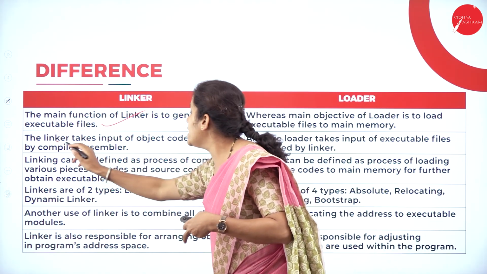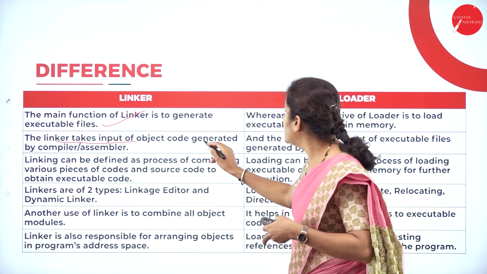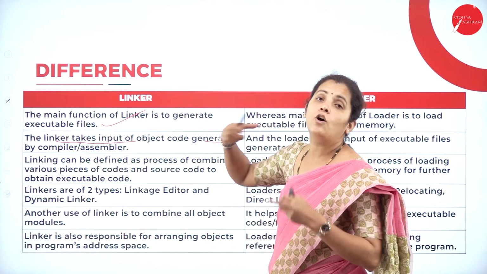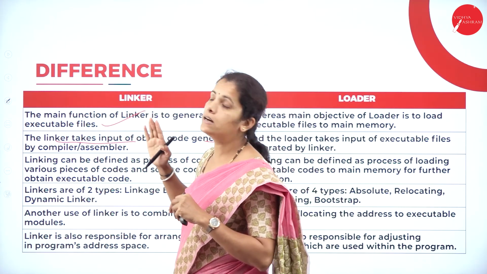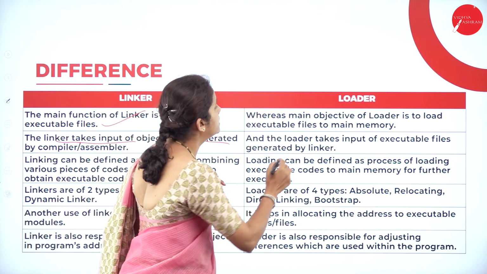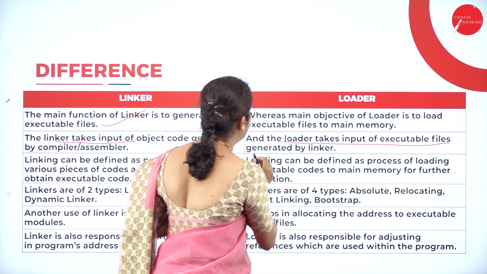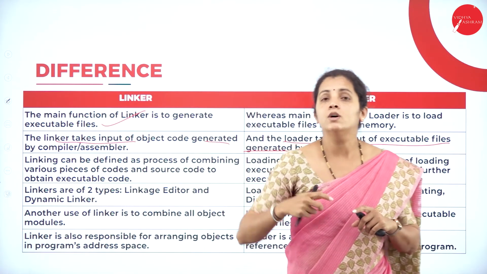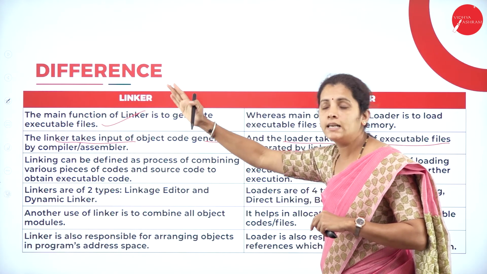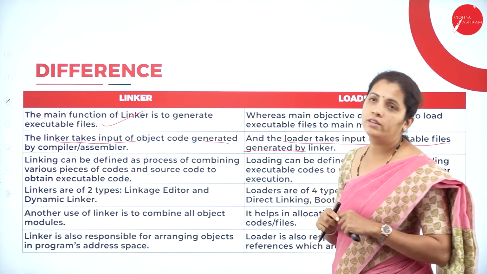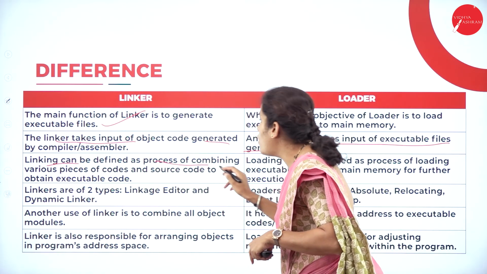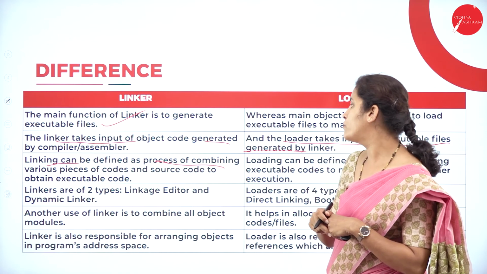Then the linker takes input of object code that is generated by the compiler or assembler. What is the input for your linker? That is the object code which is generated by the compiler and the assemblers. Then the loader takes input of the executable files generated by the linker. That means the output generated by the linker is the input for the loader.